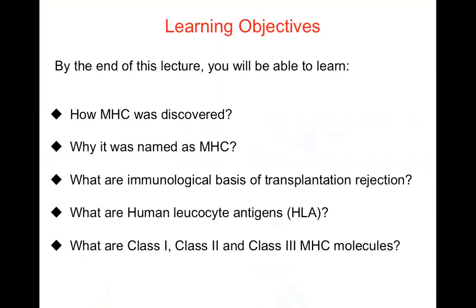First, we will see what you will be able to learn by the end of this lecture. First is how MHC was discovered, why it was named MHC, and what the immunological bases of transplantation rejection are. Next we will see what human leukocyte antigens, or HLA, are, and at the end we will discuss what class 1, class 2 and class 3 MHC molecules are.